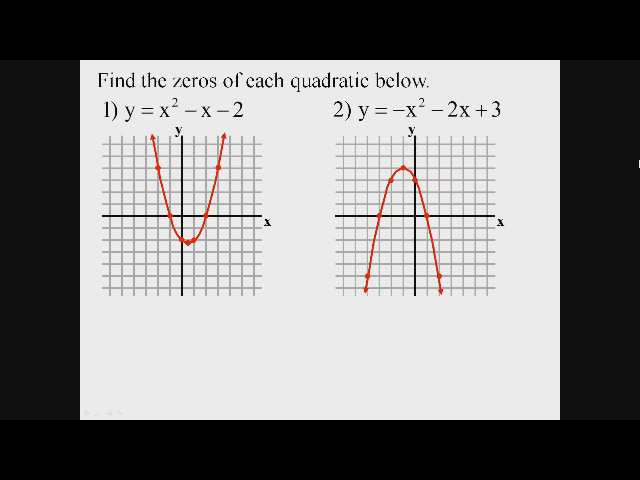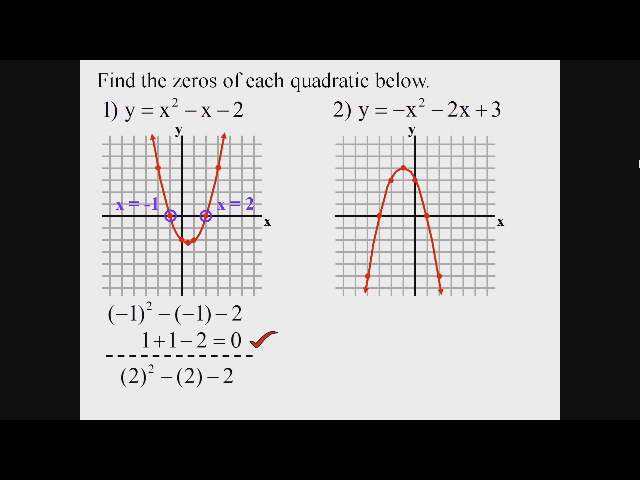So now let's find the zeros of these quadratics. What we're looking for is the x-intercepts. The x-intercepts are the zeros. That's x equals -1 and x equals +2. So I'm going to check that by plugging -1 into the equation. I should get 0. And indeed in this case I do get 0. Now when I plug in 2, I should also get 0. And I do. So -1, 2 are the solutions to this equation. They are also called the zeros, the x-intercepts, a lot of different names for them. Problem number 2, looks like the x-intercepts are -3 and +1.